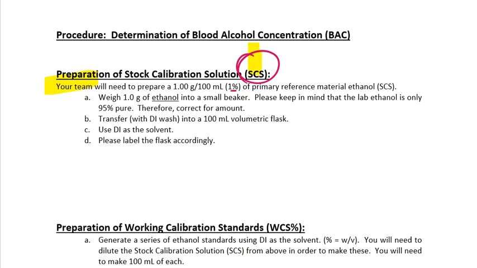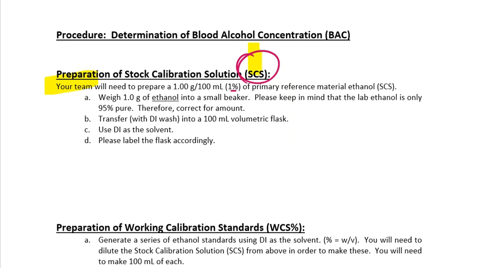Notice that 0.08% is really low, right? So we're going to have to make standards that are that low in alcohol, and the only way that we can do that is if we start off with a really low concentration in the beginning. So it tells me weigh out 1 gram of ethanol and put it into a 100 ml volumetric flask. Use DI as the solvent. Mix it, shake it, and then label it. That's all I got to do. So in your group, have one person make the stock calibration solution, and you're already kind of a quarter of the way there.